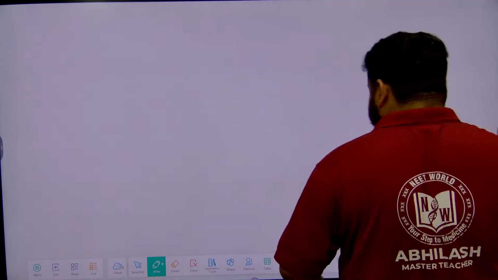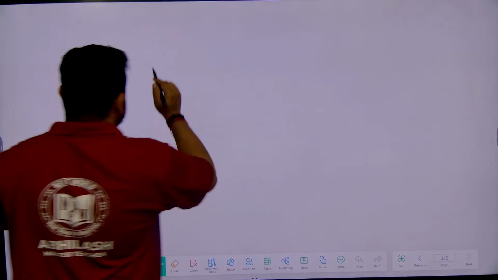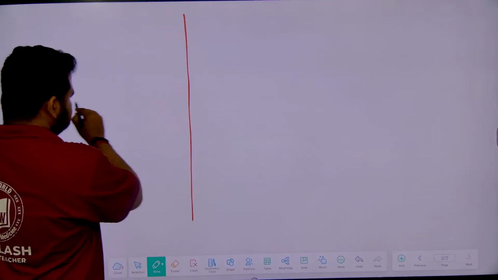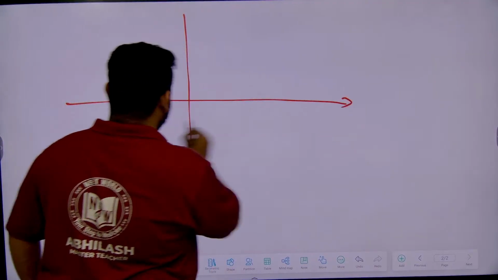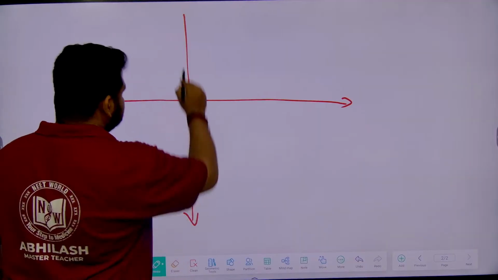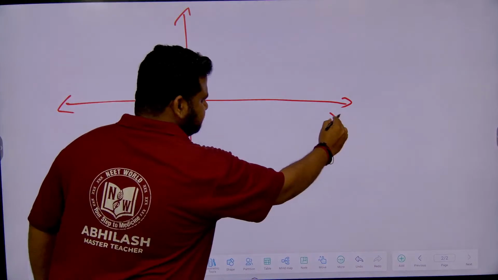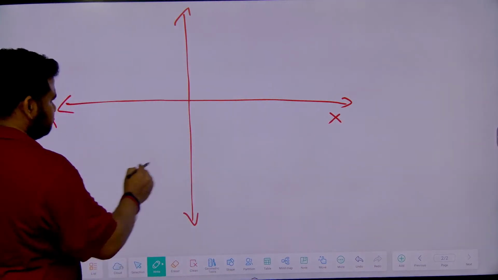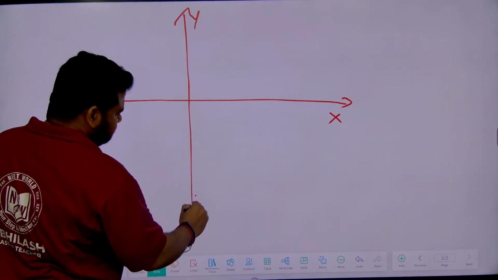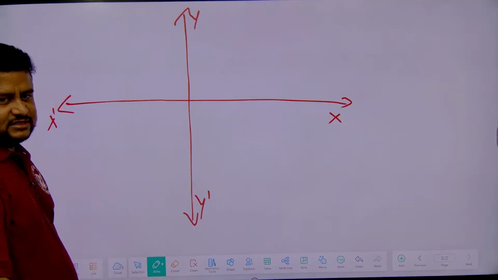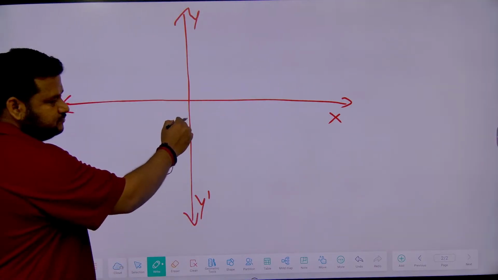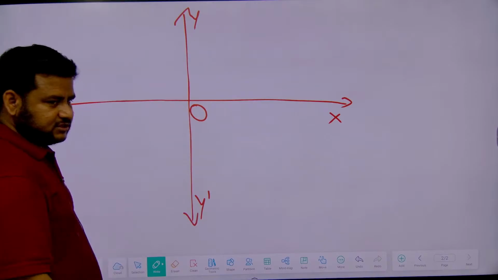Okay, fine. Next is the ASTC rule, very important. So this is the Cartesian plane, that is we are having x axis and also y axis. Okay, x axis and also y axis, and this is the origin.